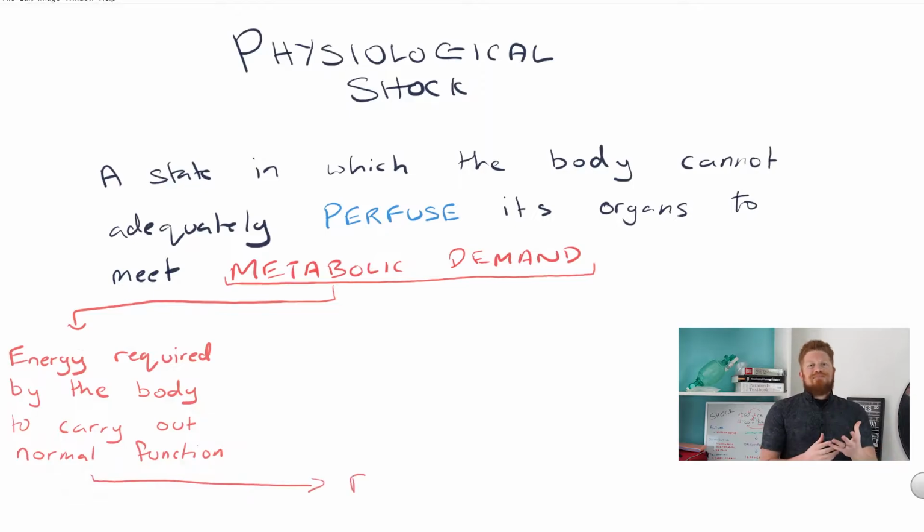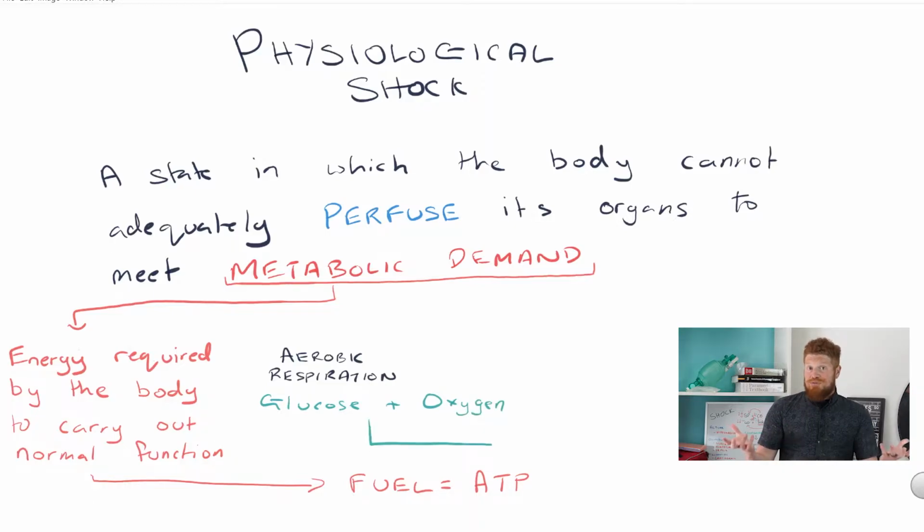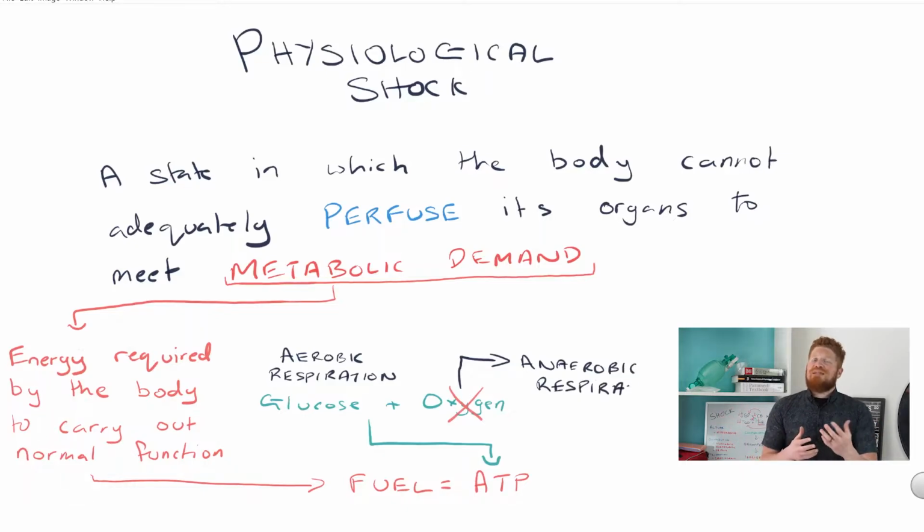Now, the body meets this demand for energy with fuel, right? And the fuel that we use is ATP. I'm not going to get stuck into the exact formation of ATP, but it's important to understand that we require glucose and oxygen to create it. This is called aerobic respiration. It is possible to create ATP without oxygen, this being anaerobic respiration, but the problem with that is that we create a lot less ATP, and also there are some pretty dangerous byproducts, namely lactic acid. All of that will become important a bit later on in this video, but keep that in mind.